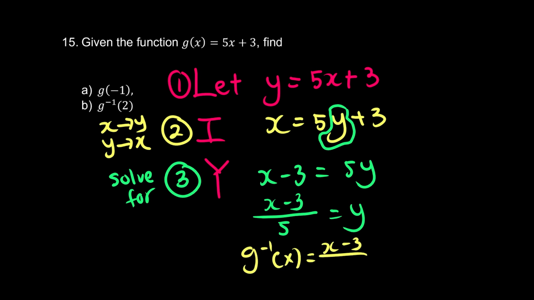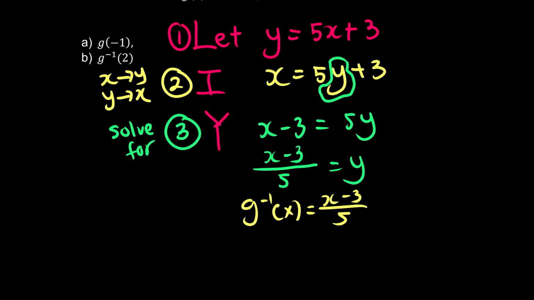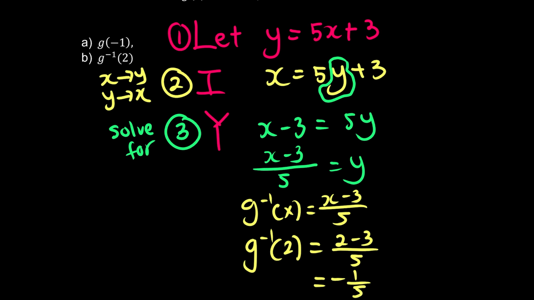But the problem here is, they want us to find what happens when the g inverse function receives an input of 2. So how do we do it is, plug our 2 into our x. Since it's no longer an unknown, we know it's 2. If you plug into the calculator, you will have negative 1 over 5, and that is the final answer.